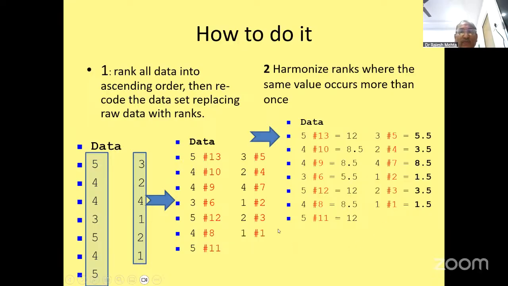Similarly, for 4, if you say this is 7, this is 10, 9, 8. So the 4 are repeating 4 times and ranked like 7, 8, 9, 10. And you take an average of that, it is 8.5. So all the 4 are written as 8.5.